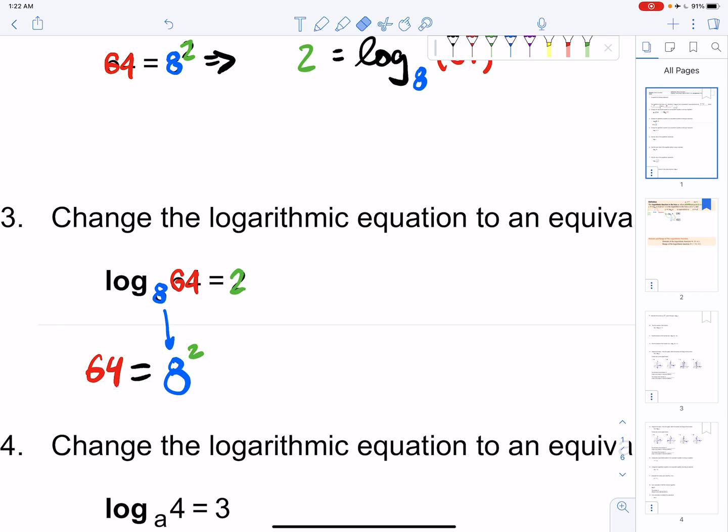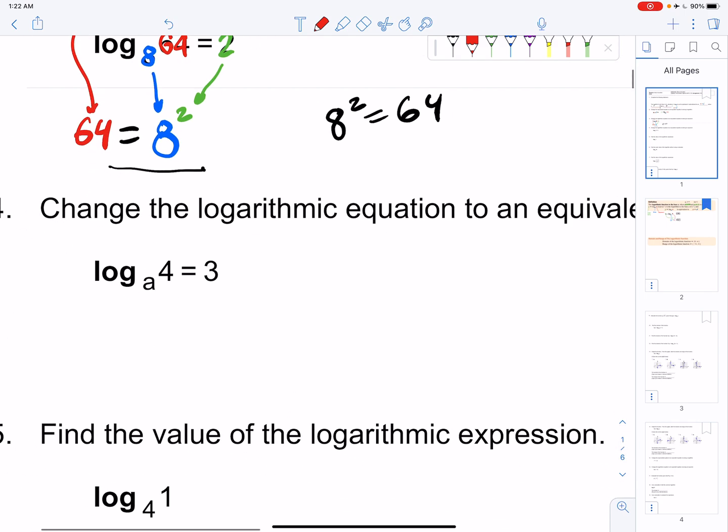And by the way, because it's an equality, you could write it as 8 to the second equals 64, or 64 equals 8 to the second. They both are the same thing. And once again, you can see my color and what went where. Well, I don't need arrows, do I? I've got the color that's doing it for us. Okay, anyhow, let's do the next one.